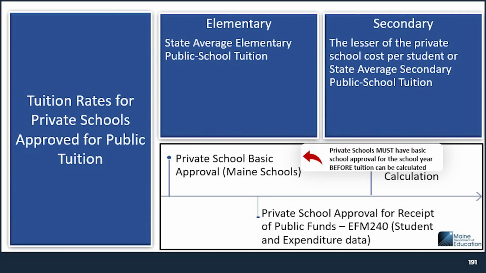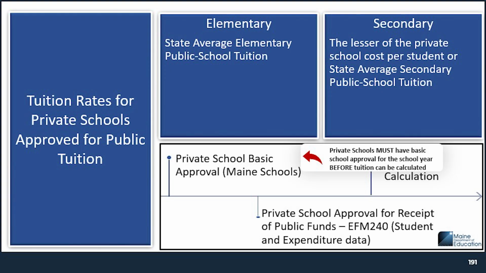Tuition rates for private schools approved for public tuition. Again, we calculate an elementary rate, which is basically the state average elementary public tuition rate. And then we calculate a secondary rate, which is the lesser of the private school cost per student or the state average public school tuition rate, whichever is lower.